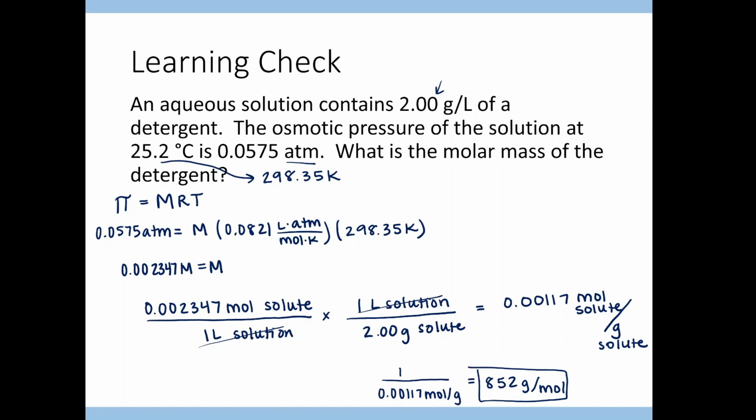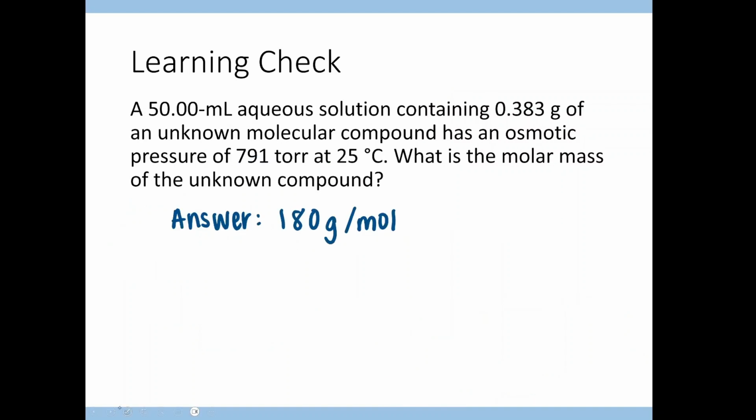Okay, this next learning check is similar. You are working with an osmotic pressure for an aqueous solution. You have 50 milliliter solution with 0.383 grams of that solute at 25 degrees Celsius. You'll go through a similar process to solve this one. I've got the answer here, so I encourage you all to try, and then we can cover this in a future recitation or office hours.